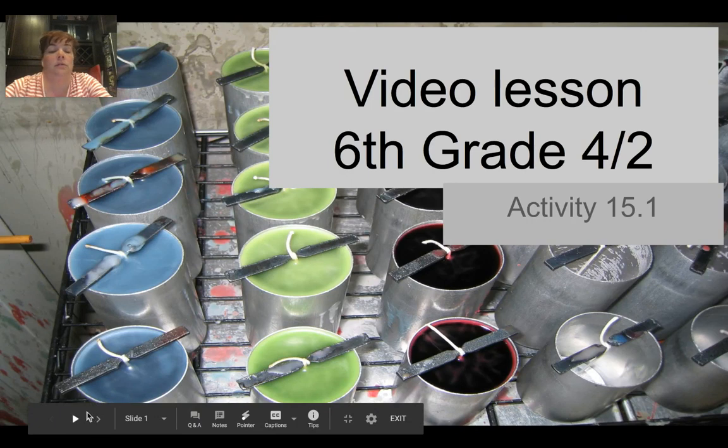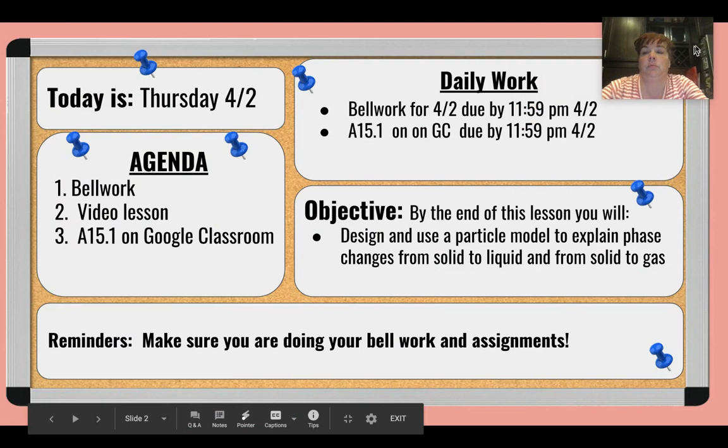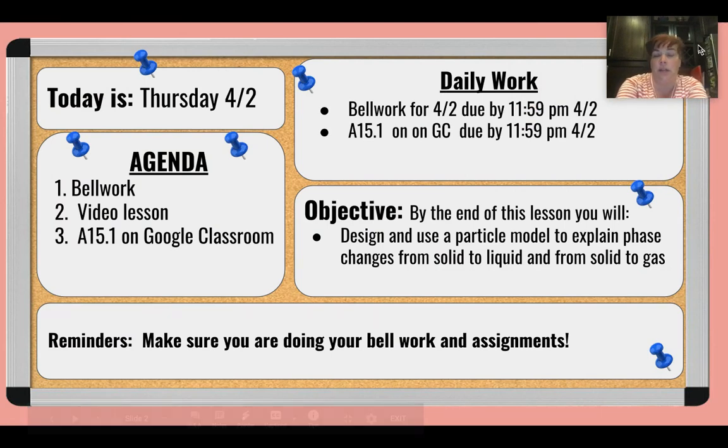Okay, so our agenda today. Today is Thursday, the 2nd of April. Our agenda is going to be bell work first, and then the video lesson, and then you should do your activity 15.1 on Google Classroom. For your daily work that is due today, the bell work and the activity page, as well as your PEEP vote, please make sure that you get that in.